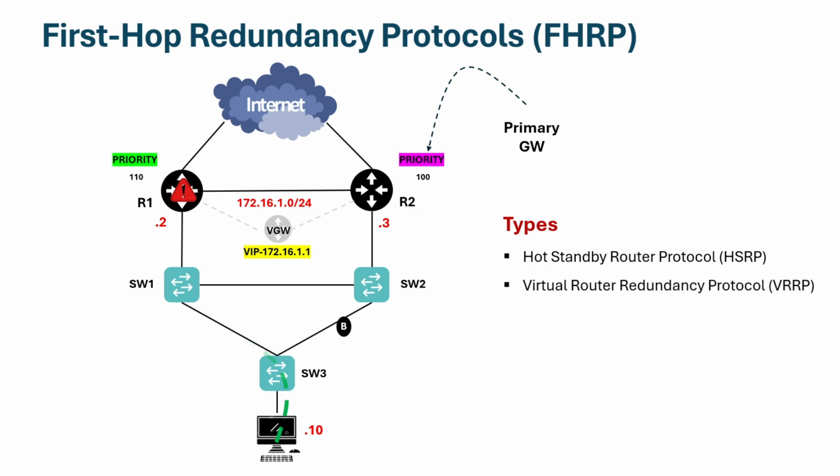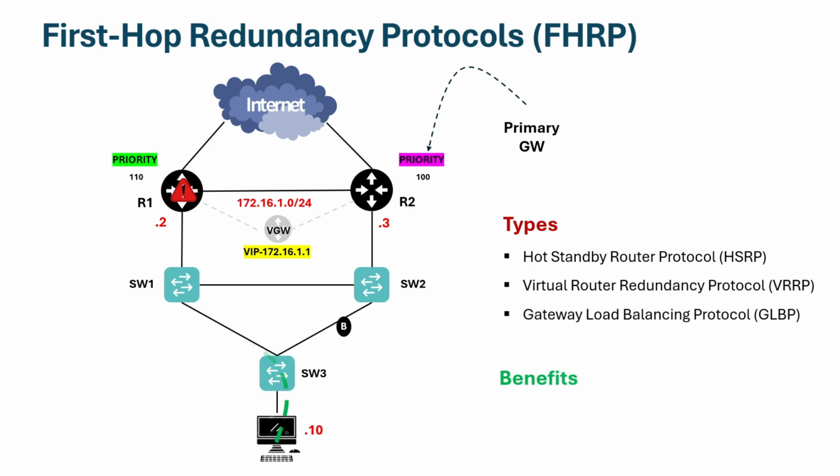Then there is another protocol called VRRP, also called Virtual Router Redundancy Protocol, which is an open standard protocol, similar to HSRP, but supports a higher degree of interoperability between devices from different vendors. Then there is GLBP, also called Gateway Load Balancing Protocol, which is again a Cisco proprietary protocol with load balancing capabilities and allows multiple gateways to actively handle traffic by distributing the load between them.